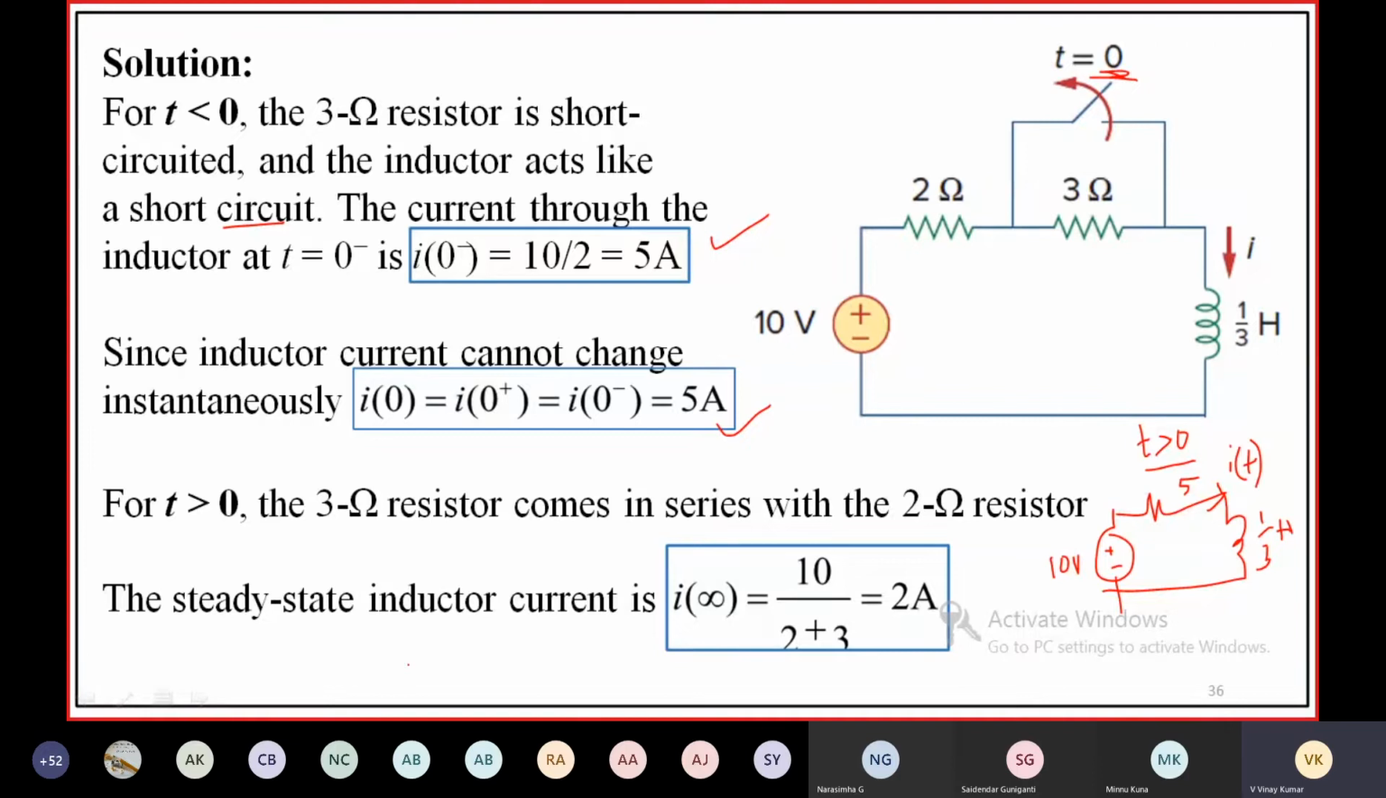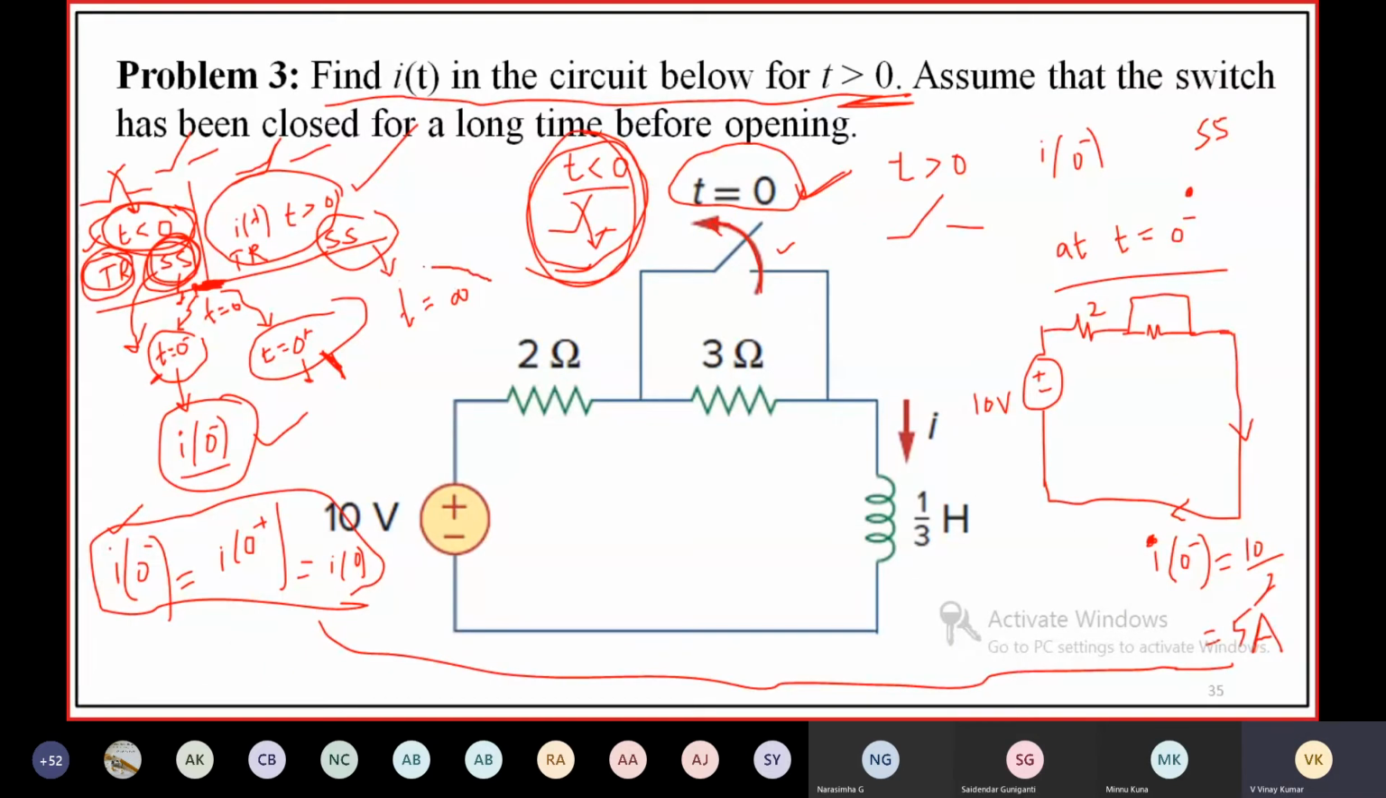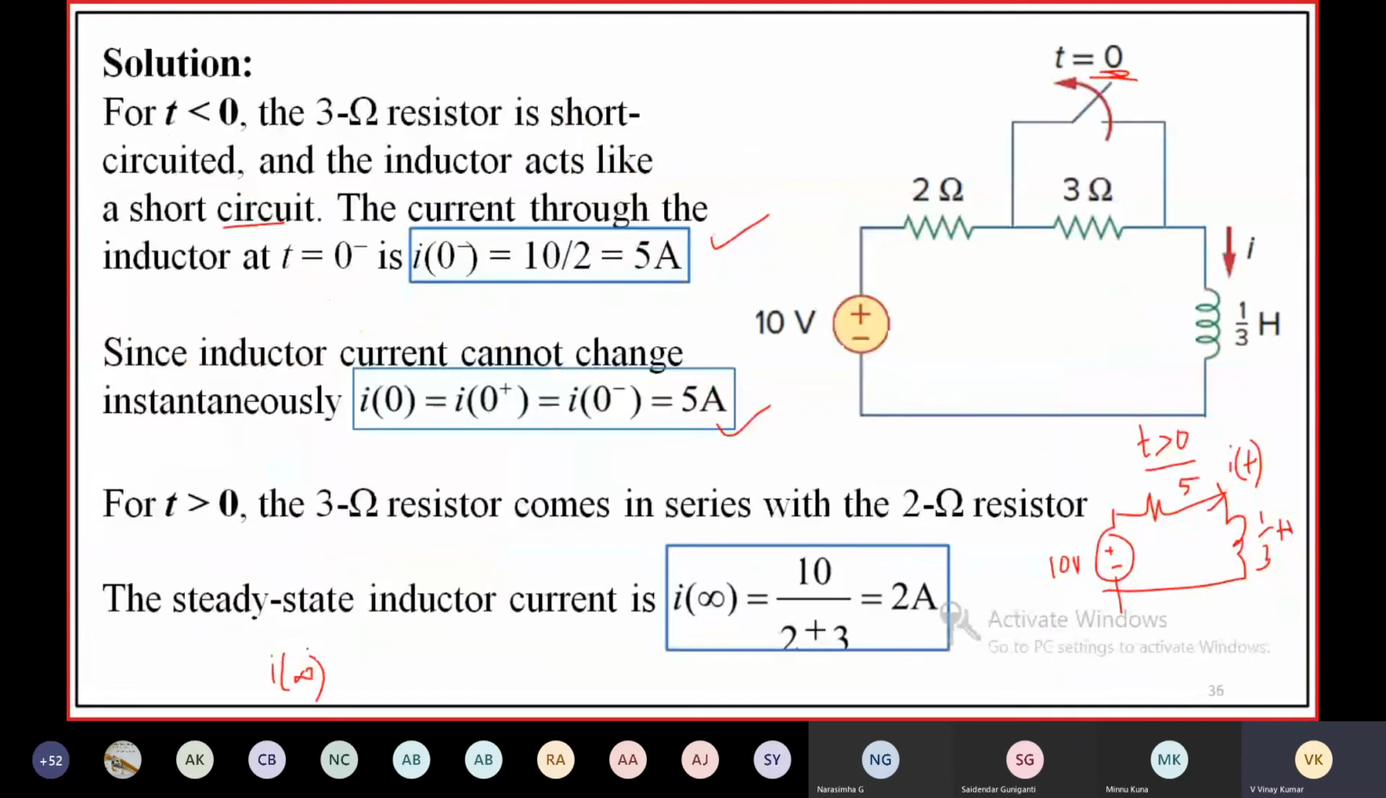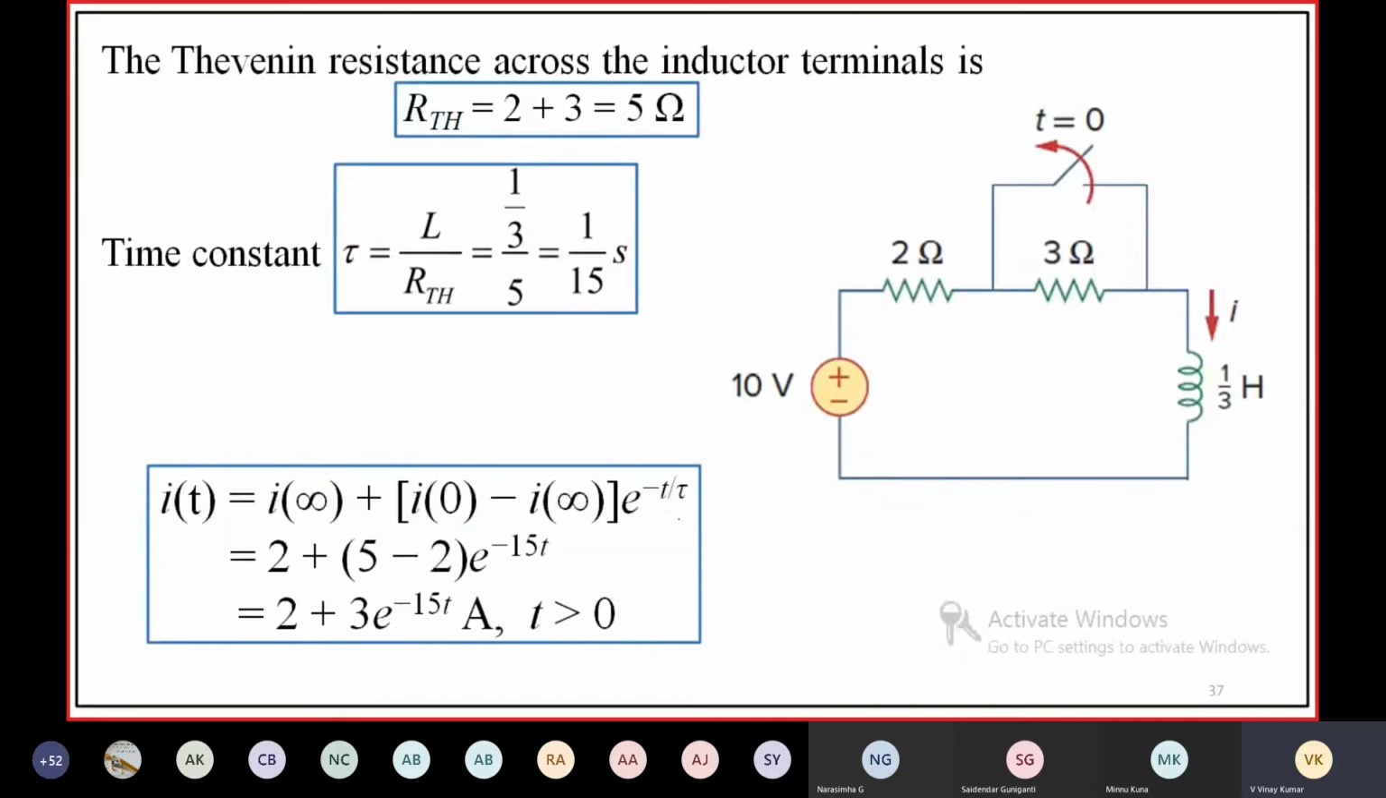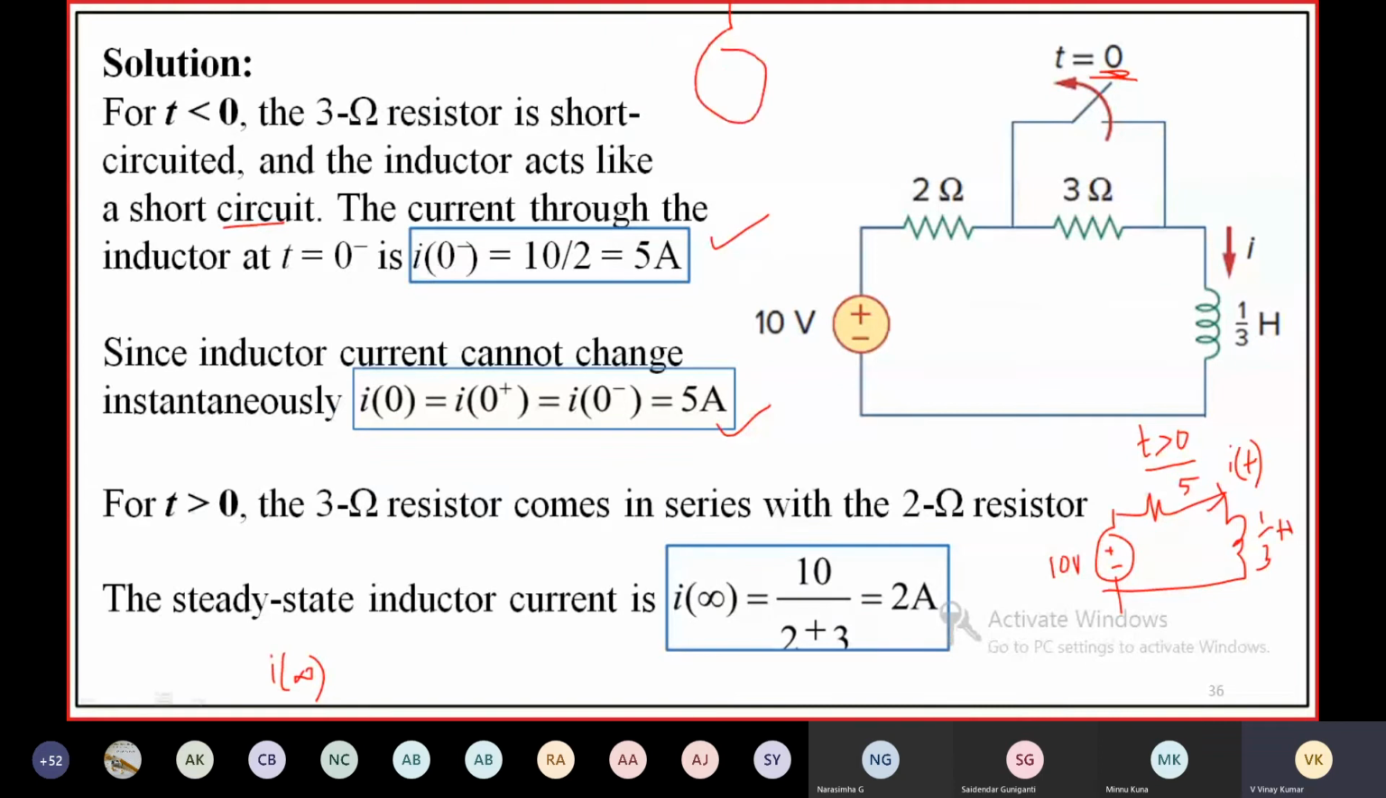So you have to find the final value, that is I of infinity. Steady state occurs at t = infinity. Let us find the steady state value, I of infinity. At t = infinity, what will be the circuit? The circuit would be like this, with 5 ohms. The inductor acts as a short circuit at t = infinity. You have to find I of infinity.